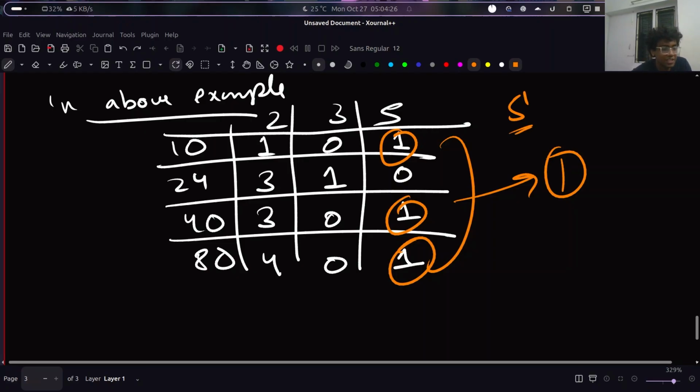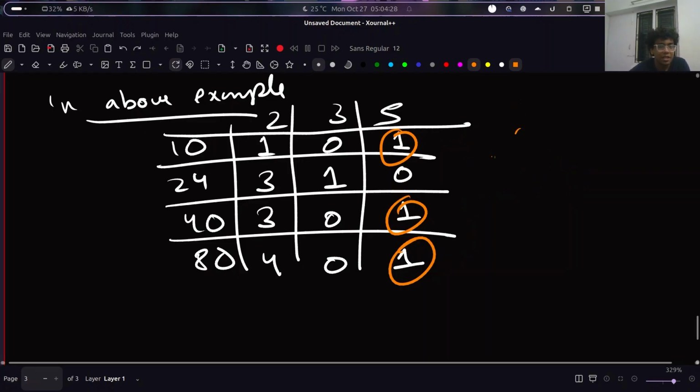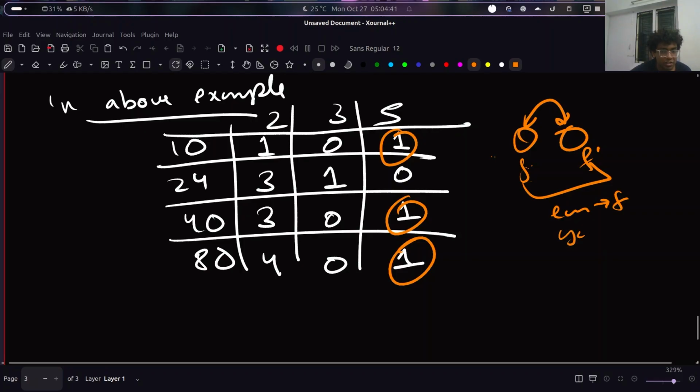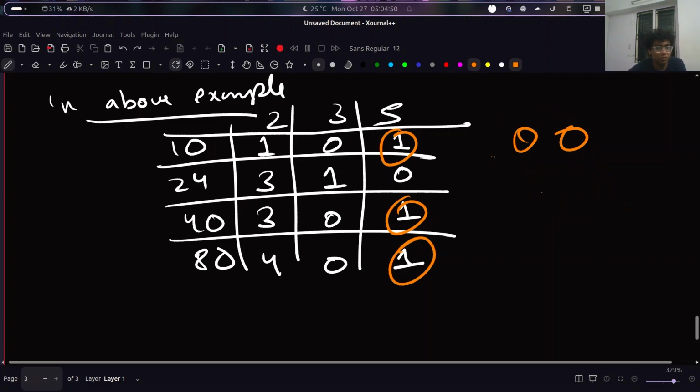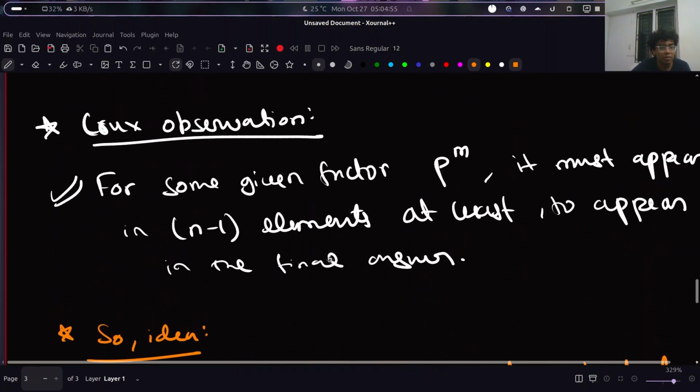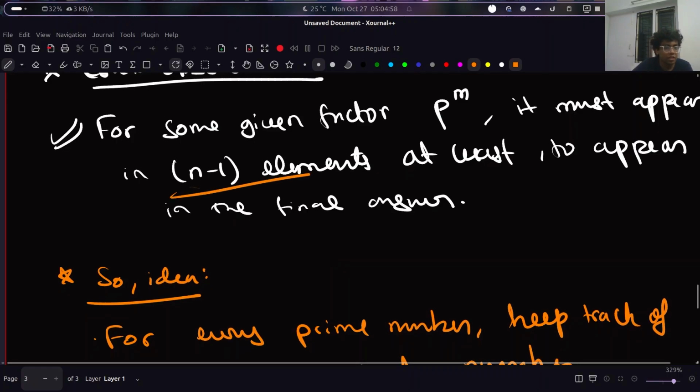Because basically when we're taking the GCD of all the LCMs, every pair is kind of correcting the whole pair. If this is missing our factor f, then this will have the factor f. So the LCM will have the factor f, so our GCD will also have the factor f. The factor must be there in at least one of these two for it to appear in the final GCD, and this should happen for all pairs. So essentially this leads us to the observation that for each prime number, we keep track of its appearance. If it appears in at least n minus 1 elements, it will appear in the final answer.